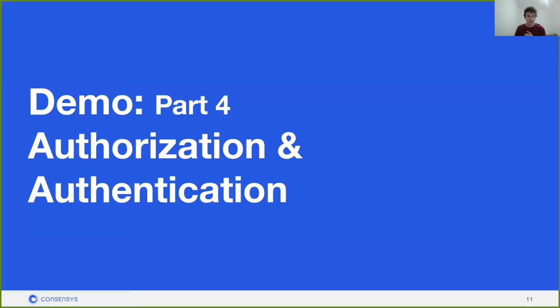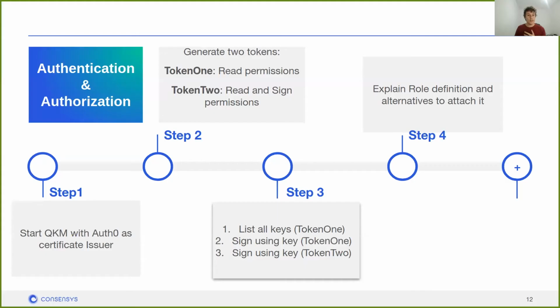And then last is going to be the authorization and authentication. I'm going to introduce this only slightly because there are quite a wide variety of ways the Quorum Key Manager can be set up for this. So I'm going to start the Quorum Key Manager and integrate it with Auth0 as my certified user. Basically, the tokens are going to be generated by Auth0 and they are going to be validated against Auth0 as well. So I'm going to create two different tokens and demonstrate how the Quorum Key Manager authorizes or denies access based on the permissions included in these tokens.